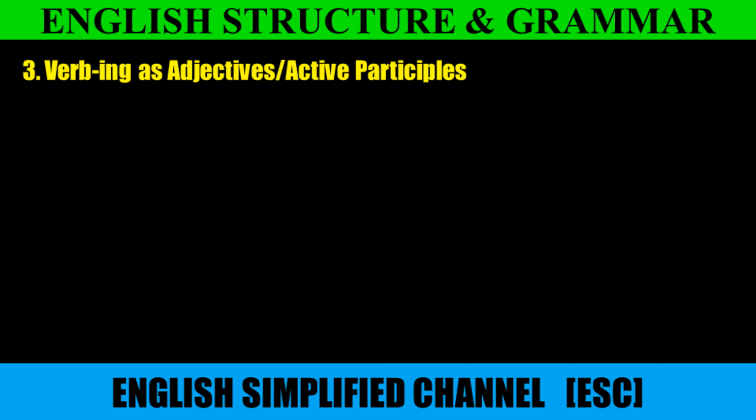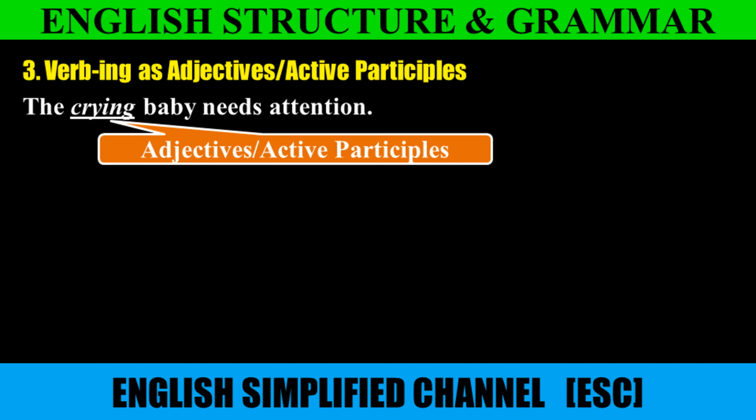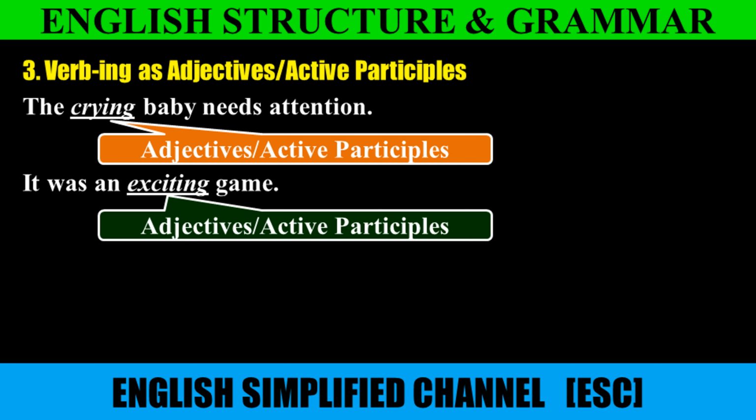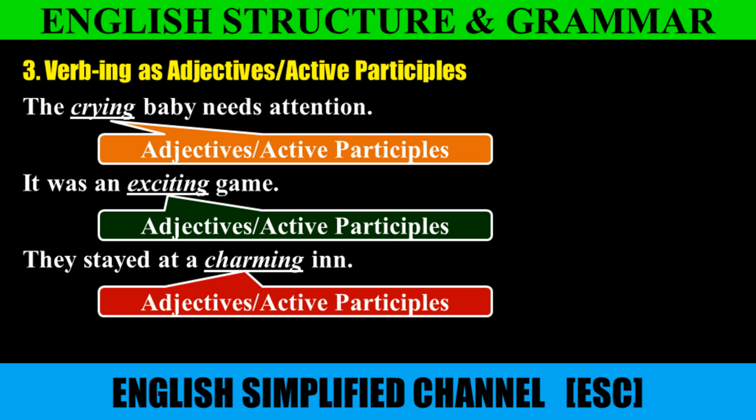3. Verb ing as adjectives, active participles. Example: the crying baby needs attention. In this sentence, the word crying describes the baby, indicating the action the baby is doing. Another example: it was an exciting game. In this sentence, the word exciting describes the game, conveying that the game created excitement. One more: they stayed at a charming inn. In this sentence, the word charming describes the inn, suggesting that the inn has a pleasant quality.